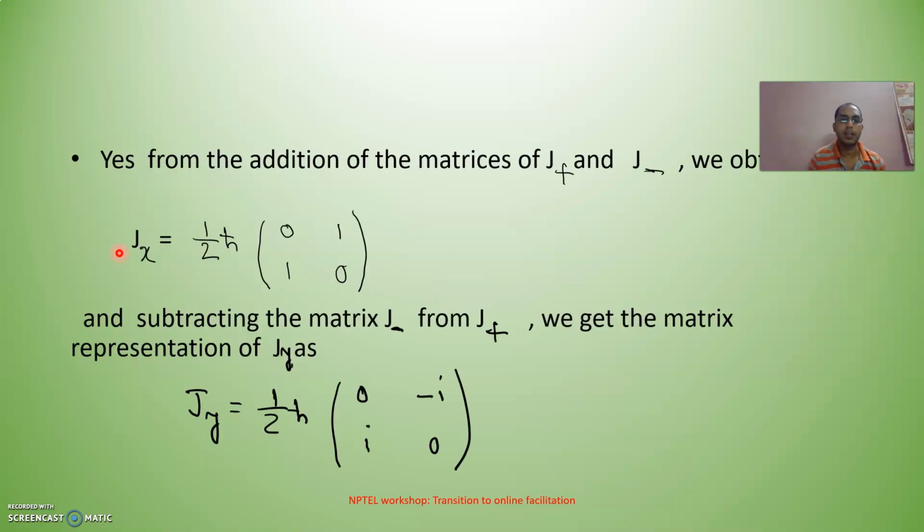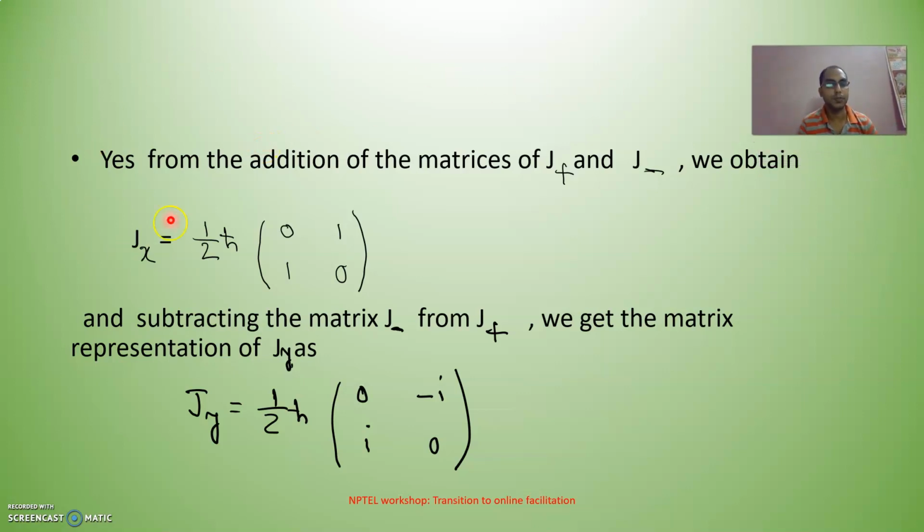So yes, from the addition of the matrices of J plus and J minus, we can obtain the matrix representation of Jx, which is equal to half of h cut times the matrix 0 1 1 0, and Jy is h cut by 2 times the matrix 0 minus i, i 0. So here you see Jx is real, but Jy is complex. So we get the matrix representation of Jx and Jy, and earlier we have also obtained the matrix representation of Jz.